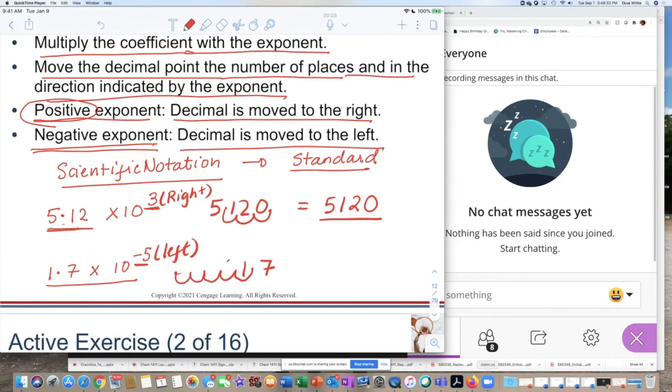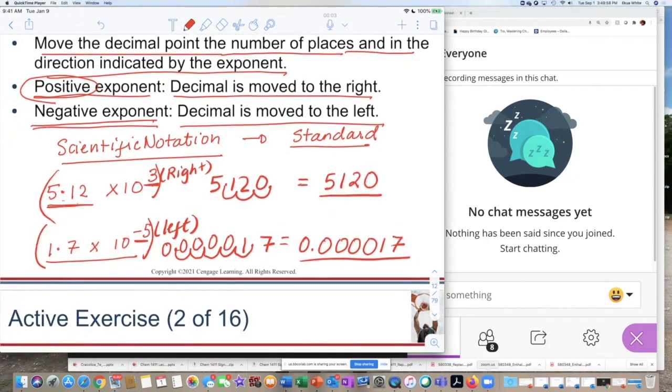And I put in zeros right here. 0, 0, 0, 0, 0. So my number ends up being 0.000017. Okay? Once again, if you put this number in your calculator and it's not set to scientific notation, it will produce this number. When I'm not sure, I double check it.